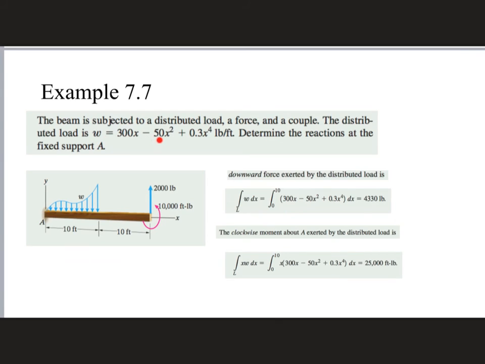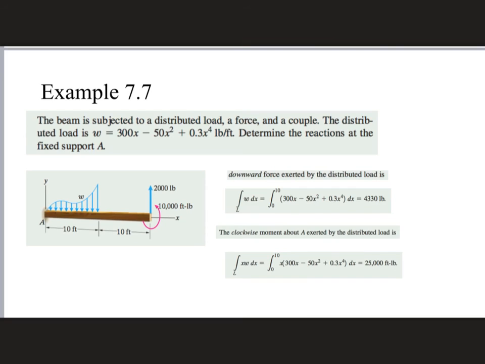W is 300x minus 50x squared plus 0.3x to the fourth power. And that goes from 0 to 10. That's the length over which that distributed load works. And when you calculate that integral, it should be fairly straightforward how to do that. You get 4,330 pounds.